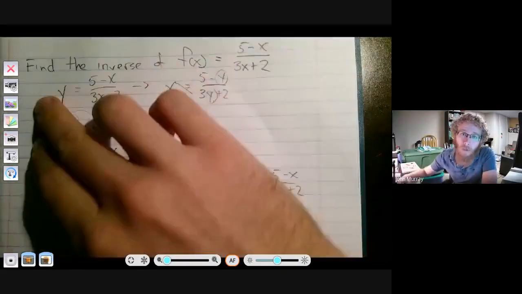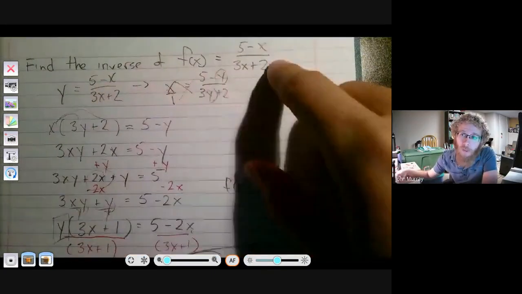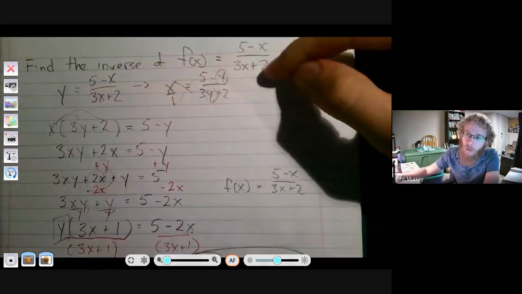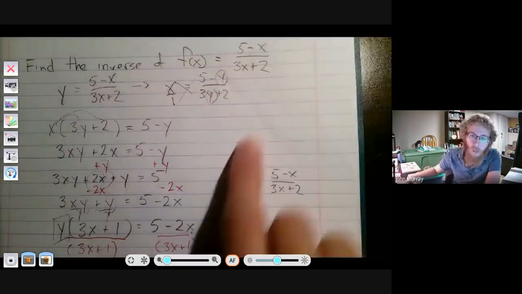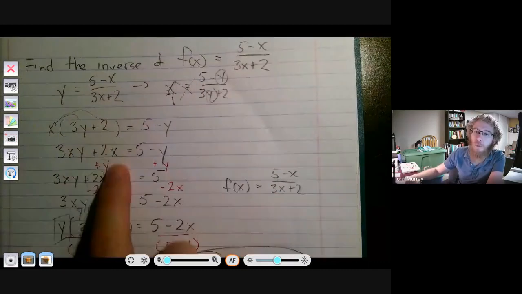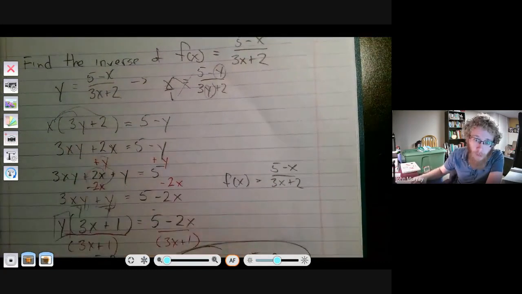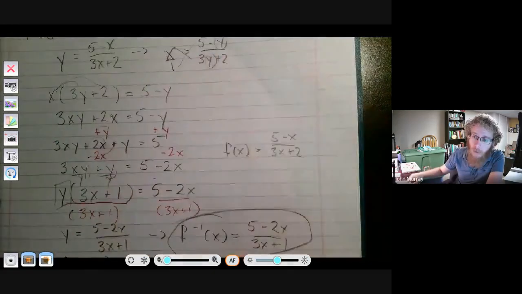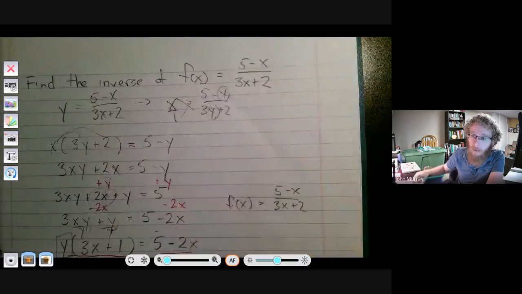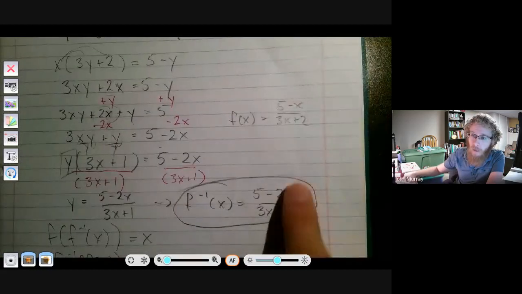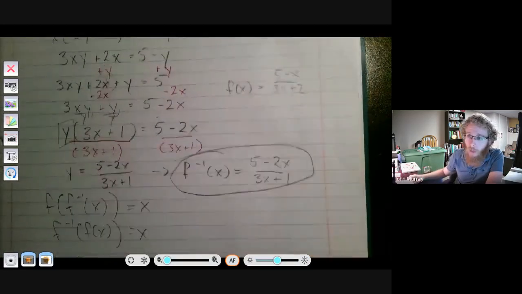All right, so yesterday we found the inverse of this quotient function, 5 minus x over 3x plus 2. Again, just be careful when you cross multiply. Make sure all your signs are in order, your negatives and positives. And we found the inverse, which looks similar, but you can tell the difference between the two.